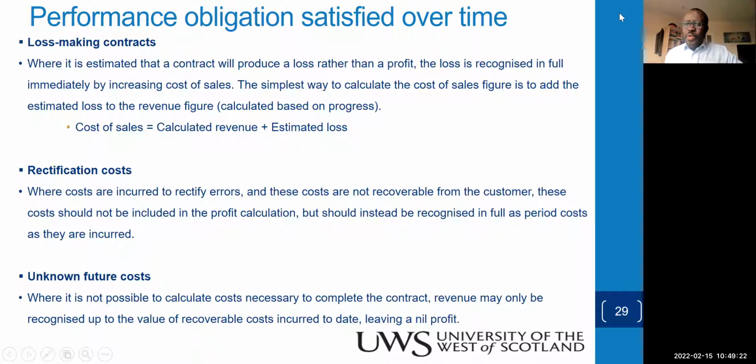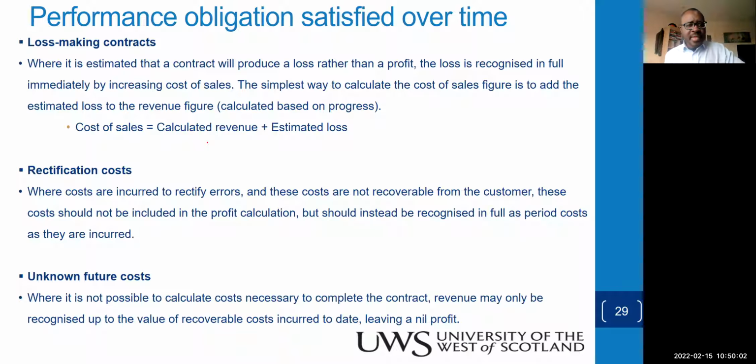What about situations where you make a loss from the contract? It happens. Sometimes you produce, sell to someone, and you end up making a loss. When it's estimated that your contract will produce a loss rather than the expected gain, this loss must be recognized in full by increasing the cost of sales. So write it off to your cost of sales immediately. The simplest way to calculate the cost of sales figure is to add this estimated loss to the revenue figure. So the cost of sales will simply be the revenue you expect plus the loss. Then it knocks off everything.